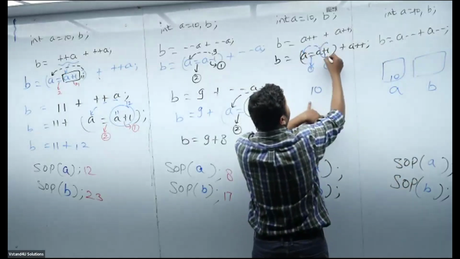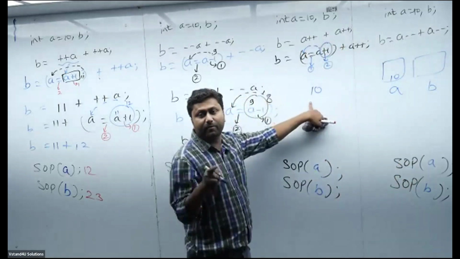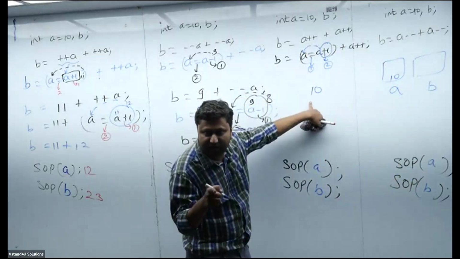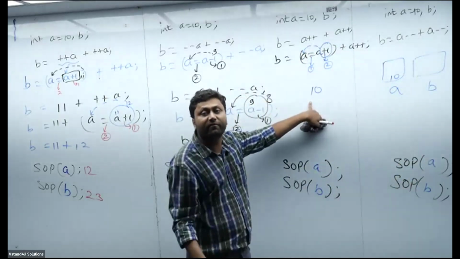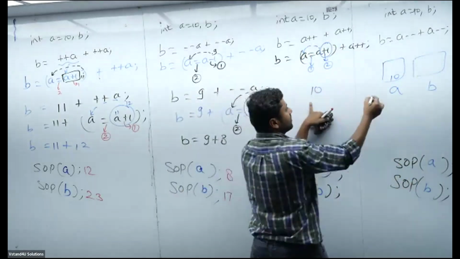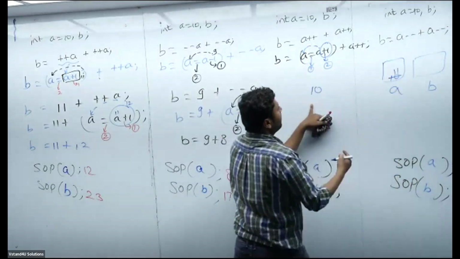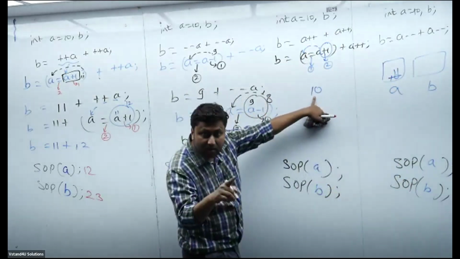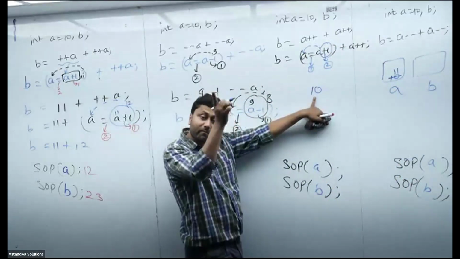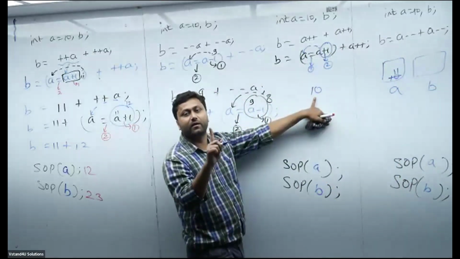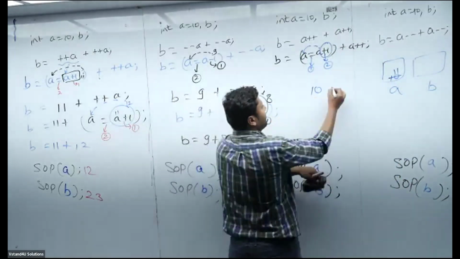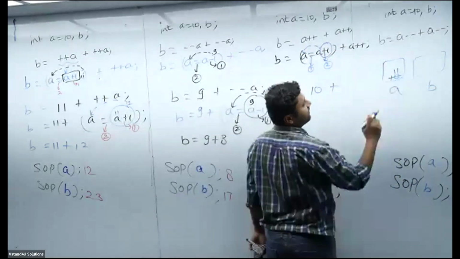But did I do this part? I have to increment. Which variable value will I increment? A value. So A has been incremented. But sir, you have taken 10. Yes. The assignment has happened with the existing value, which was not incremented. Agree? But if I print value of A, 11 will come.